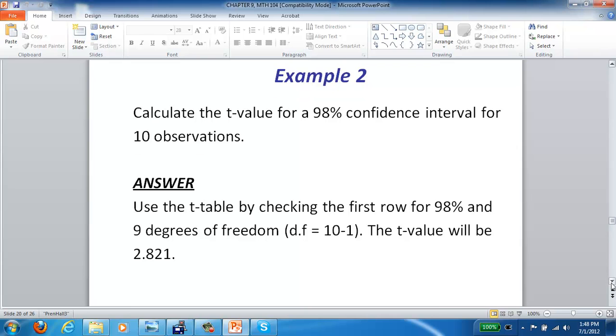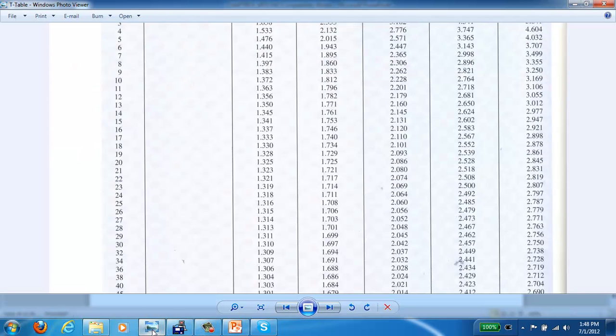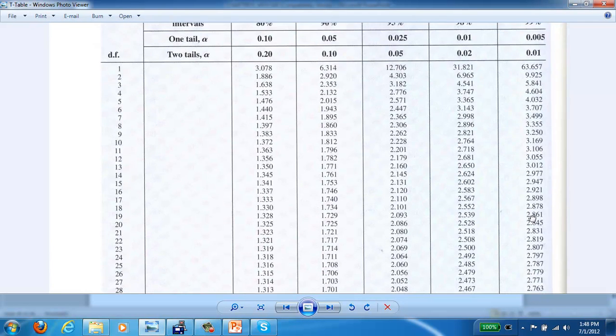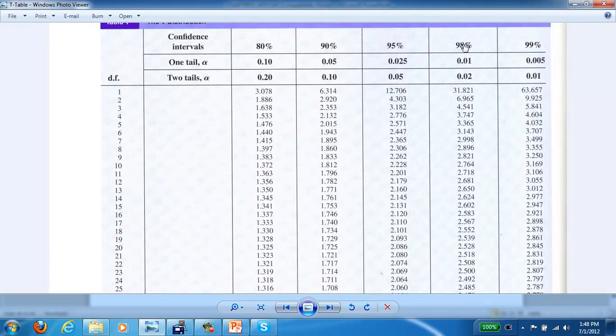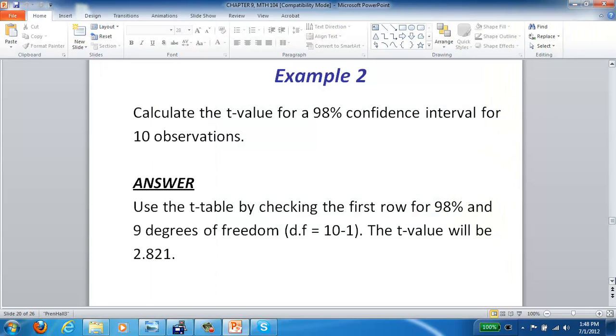Let's see a second example. 98% with 10 observations. So that means 9 degrees of freedom, 10 minus 1. So let's go to 98 and 9. What we have to do is go to 98%, the fourth column, and we go to 9 degrees of freedom. So here we are, 9, and this is the value, 2.821. And this is exactly the same value.